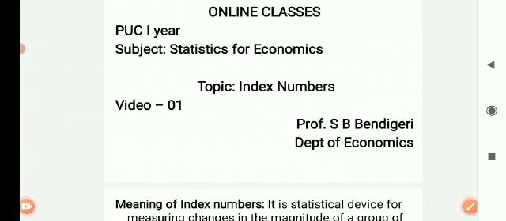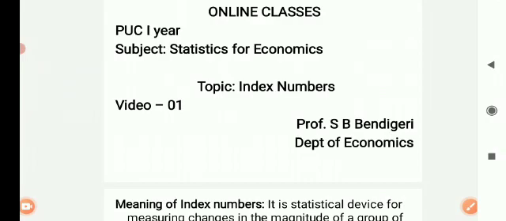Students, in the last class, we have discussed the presentation of data. And in today's online class, in the first video of mine, let us discuss the last topic of the statistics for economics, that is index numbers. According to your syllabus, this is the last topic in the first part of economics, that is statistics for economics. In this topic, you have some theoretical aspects and calculation aspects. Try to understand very systematically. It is the most important topic for the examination, and the last topic of the first part of your syllabus.